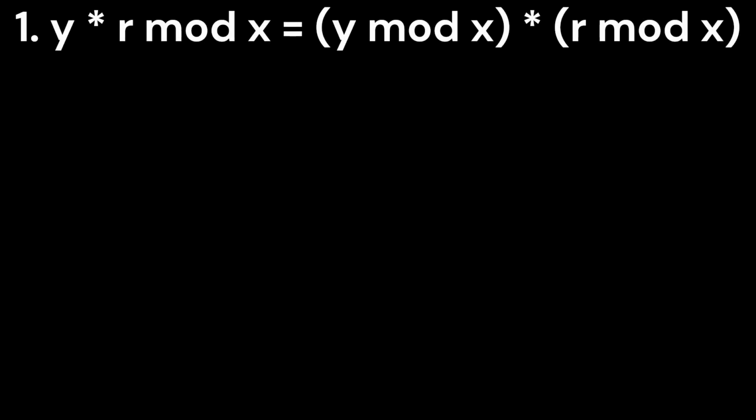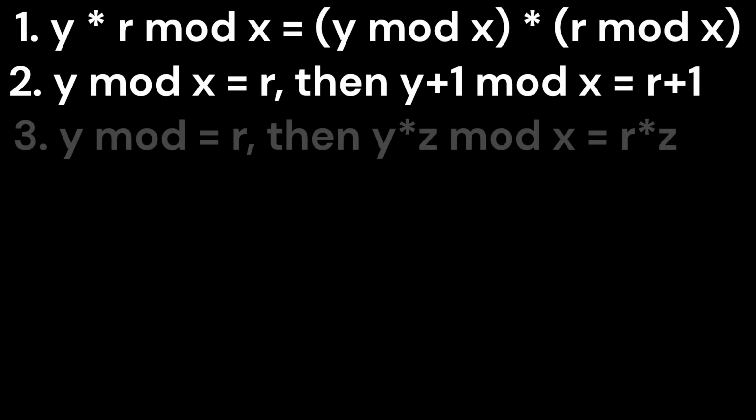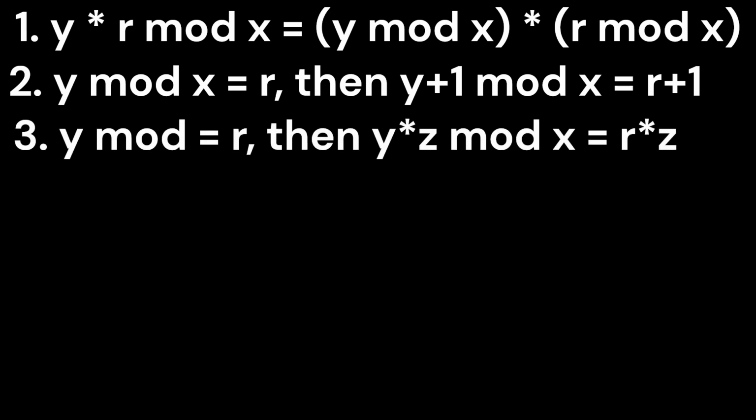First, the modulus operator is distributive. This means that y times z mod x is equal to y mod x times z mod x. Secondly, if y mod x is equal to r, then y plus 1 mod x is equal to r plus 1. Same thing with multiplication. If y mod x is equal to r, then y times z mod x is equal to r times z.